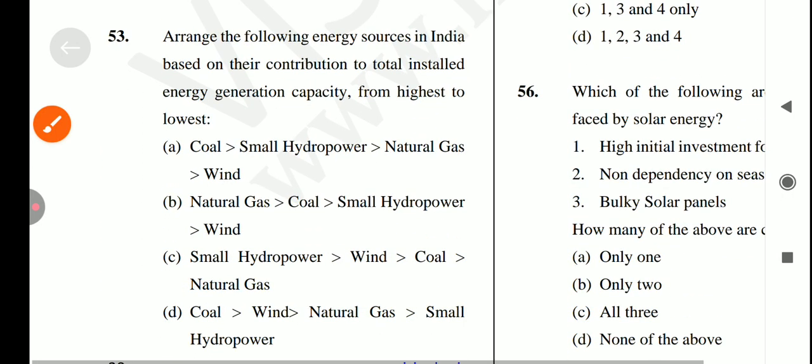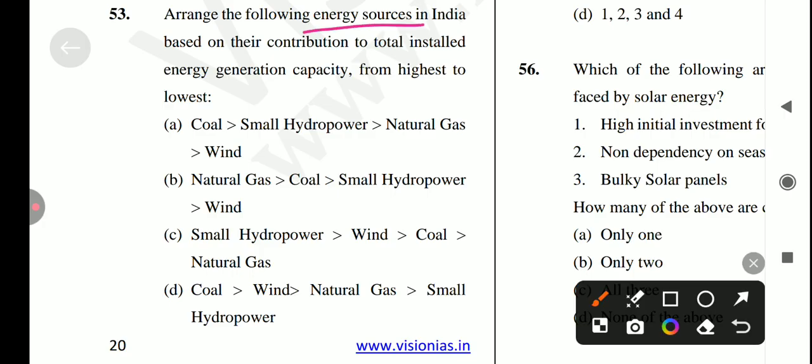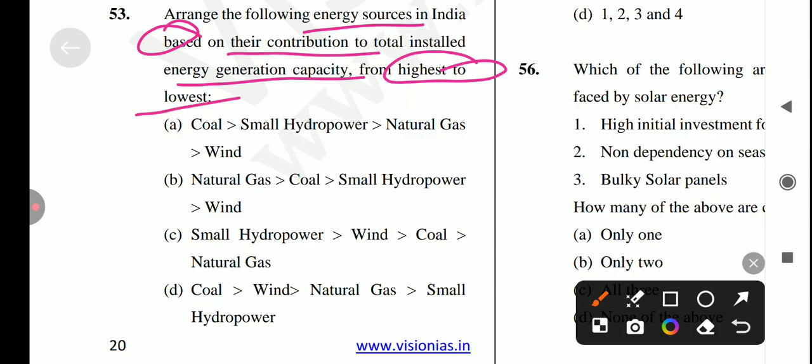which is arrange the following energy sources in India based on their contribution to total installed energy generation capacity from highest to lowest। okay, किससे सबसे ज़्यादा एनर्जी कैपेसिटी जनरेट किया जाता है? ओके, सो फर्स्ट इज कोल, यस पहला तो सबसे ज़्यादा हो जाएगा कोल ही। ओके, जो कि कितना परसेंट होता है? 49.9%। ओके, नेक्स्ट वन इज सोलार। नेक्स्ट कौन सा हो जाएगा?